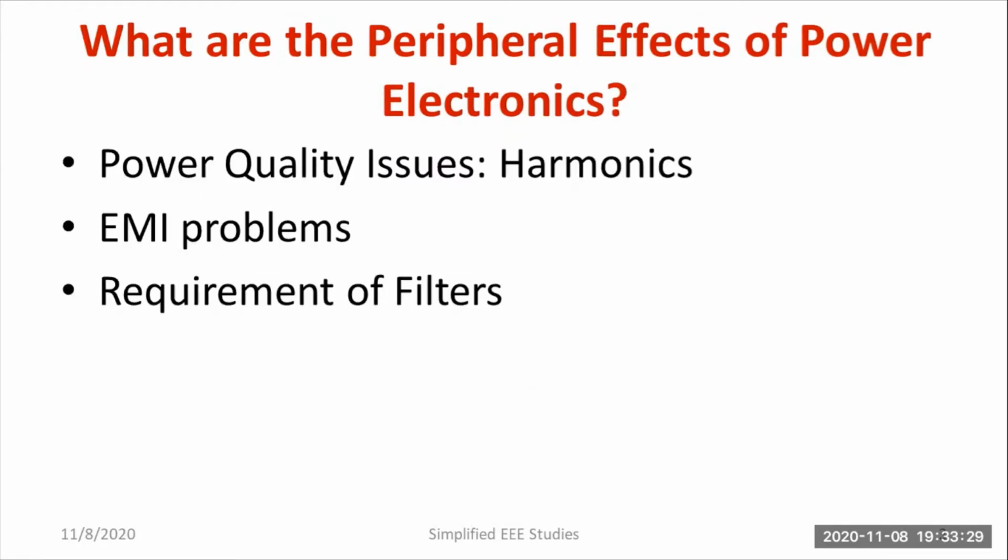The first and foremost thing, let us consider, is the power quality issue. That is the main con of power electronics. If you are using a power electronic component, you have to compromise the power quality. That's the main problem. Especially the distortion of the waveform takes place if you are using any kind of power converters or any kind of power electronic circuit. That is referred to as harmonics.